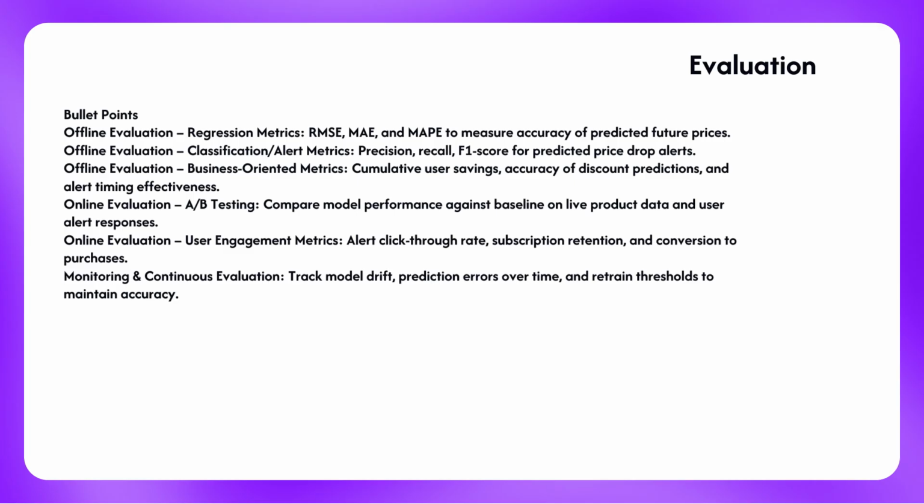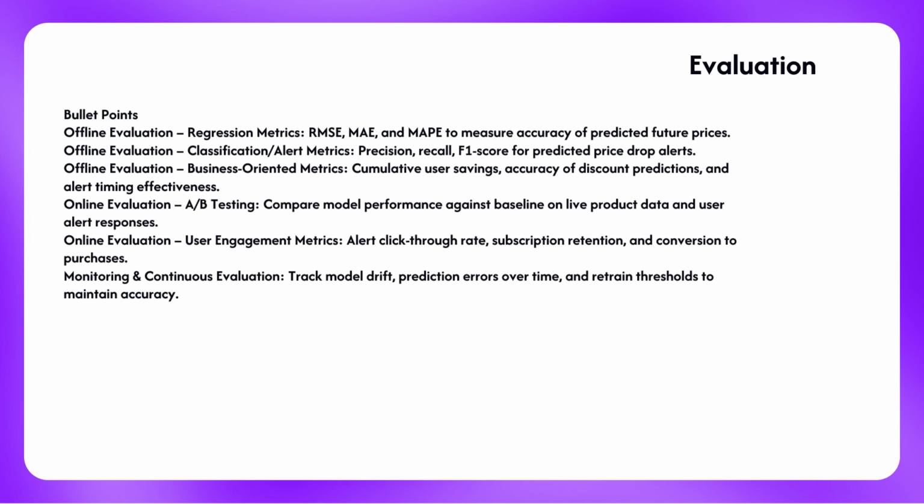Third, offline evaluation, business-oriented metrics. Beyond traditional ML metrics, we measure business impact. For example, cumulative user savings show how much money users could potentially save by following alerts. Accuracy of discount predictions and alert timing effectiveness ensure that the model provides actionable insights, not just statistically accurate forecasts.